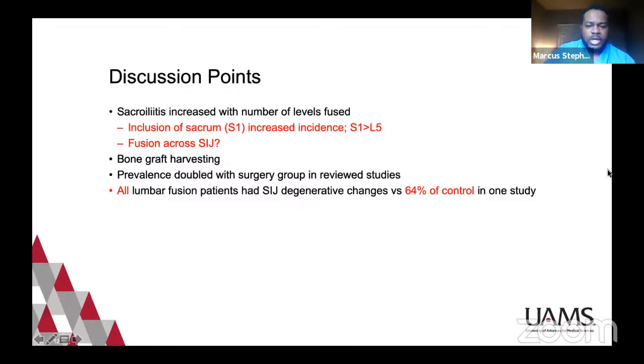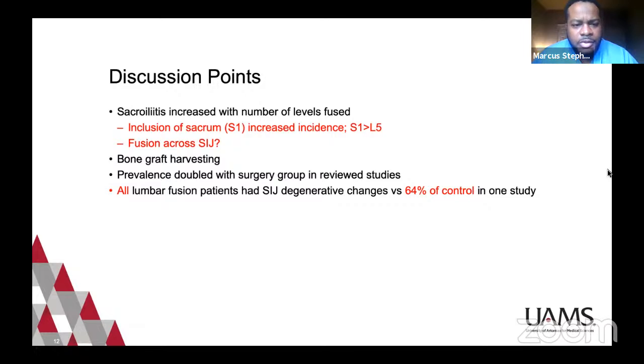Okay, so a few discussion points that I wanted to highlight that they talked about in their article. One, that sacroiliitis increased with the number of levels fused. So when you include the sacrum, and my understanding is they didn't specify, but it would be including S1 in the construct as opposed to actually doing some type of sacropelvic fixation. When you include the sacrum, it did show to increase the incidence of SI joint dysfunction. So if you stop at L5, it sounds like you're less likely to have SI joint dysfunction than stopping at S1. And this brings about the question, should we do more fusions across the SI joint?